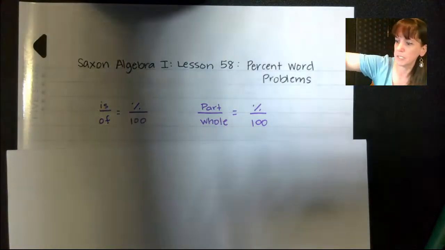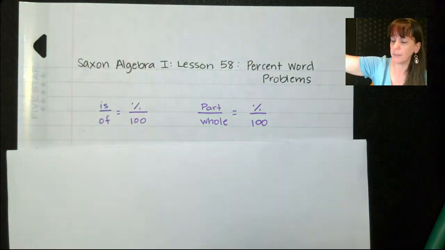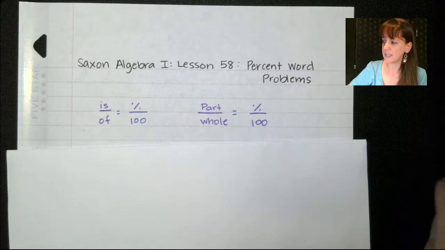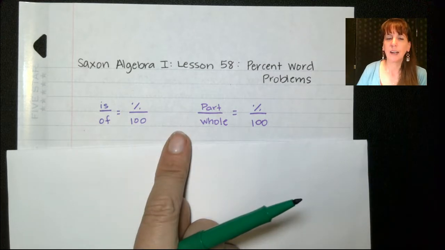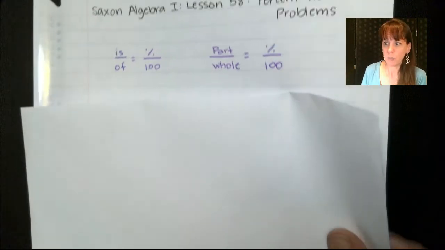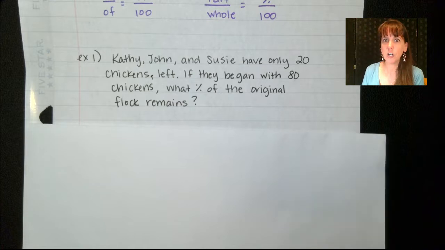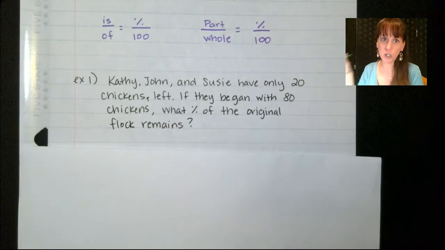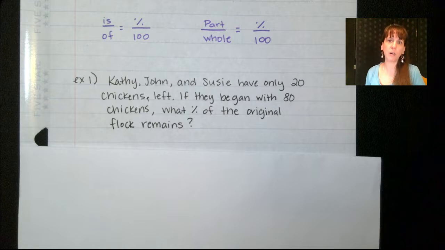Let me fix my light here. Okay. So with that said, what we can do is read the first question. Kathy, John, and Susie have only 20 chickens left. If they began with 80 chickens, what percent of the original flock remains?